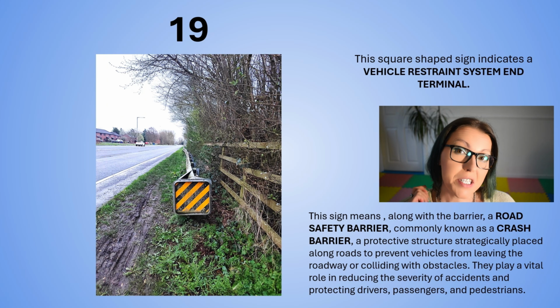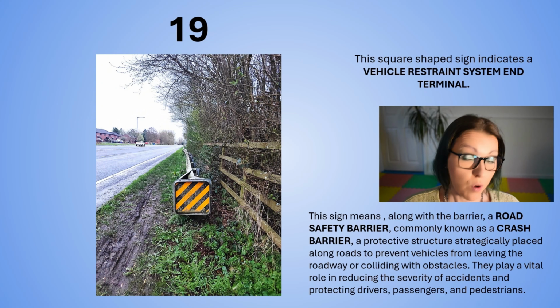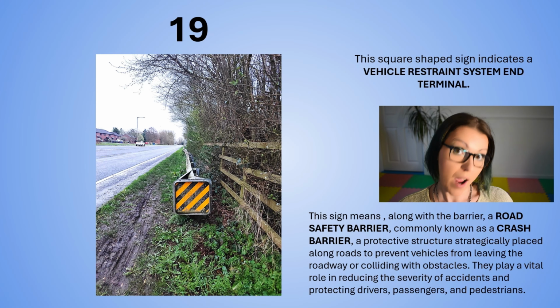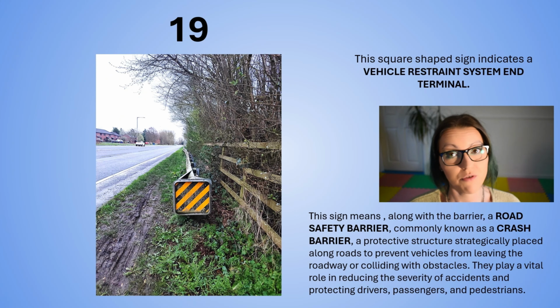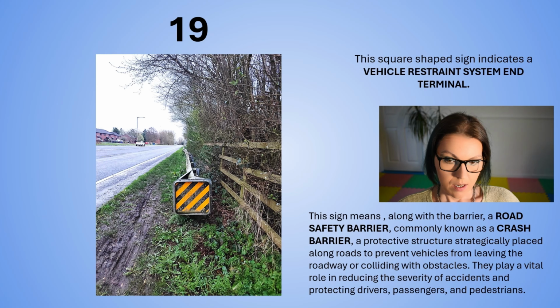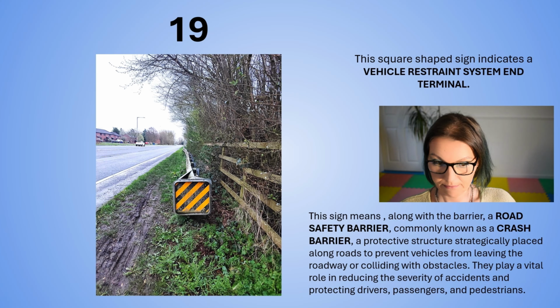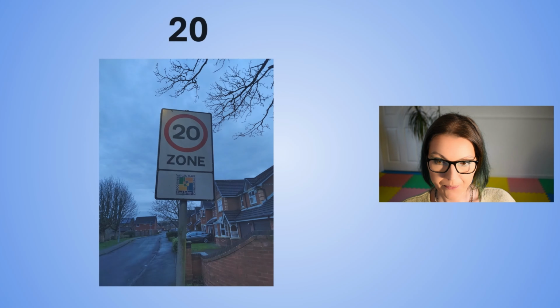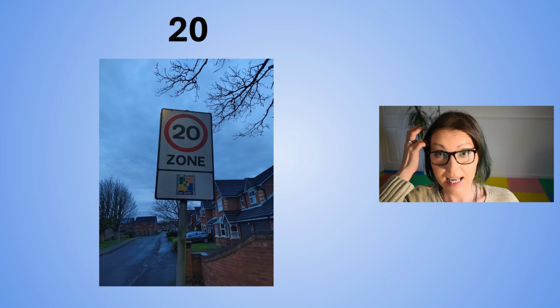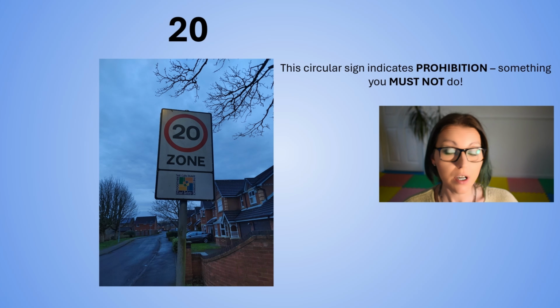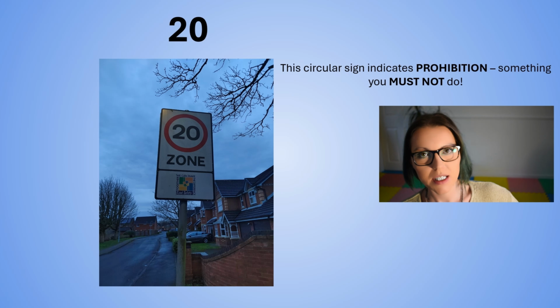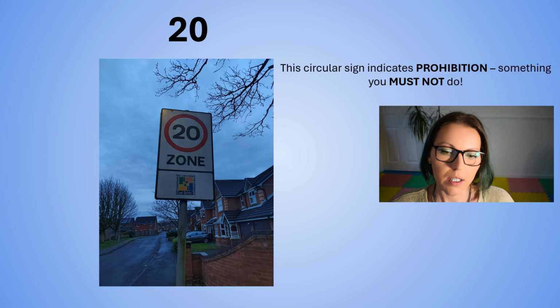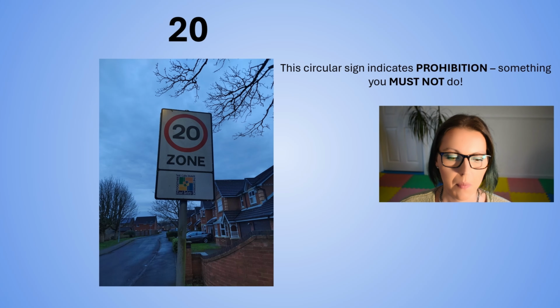These restraint systems play a vital role in reducing the severity of accidents and protecting drivers, passengers, and pedestrians. Sign number 20. And this is the sign. So this circular sign indicates prohibition, something that you must not do. It's very similar to the heart-shaped sign that I showed you, but this one is a circle sign.